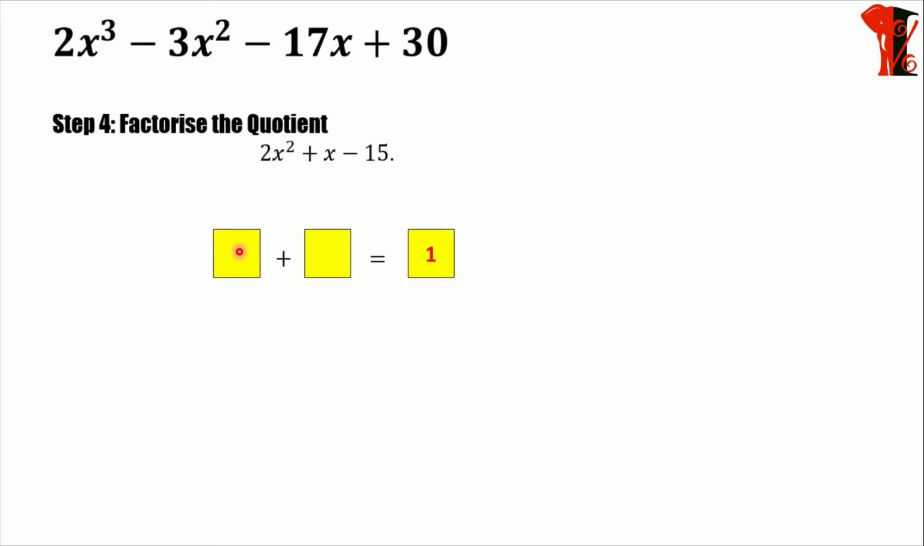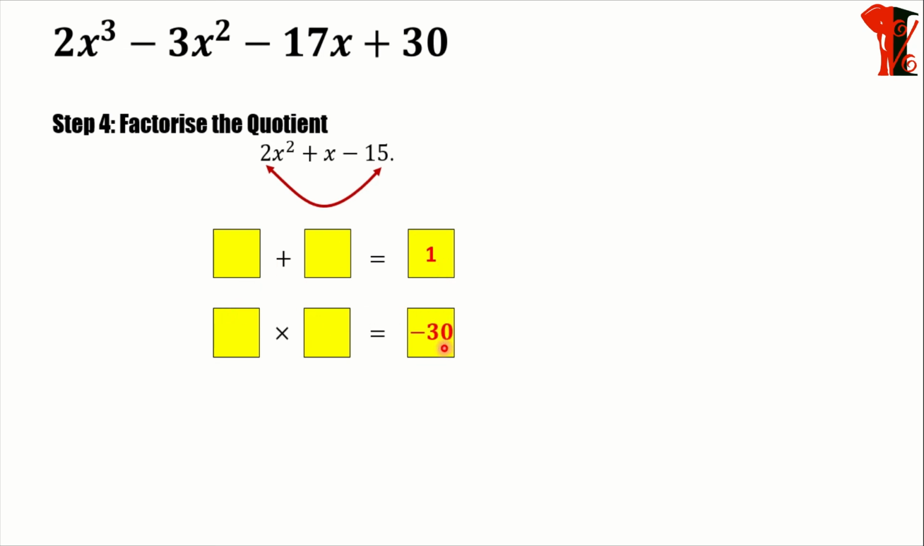As per this, when I add, I should get 1, that means the coefficient of x. When I multiply, I should get minus 30, that means minus 15 into 2 will give you minus 30. You have to think of a pair of numbers. When you add or subtract, you should get 1, and the same numbers when you multiply, you should get minus 30.